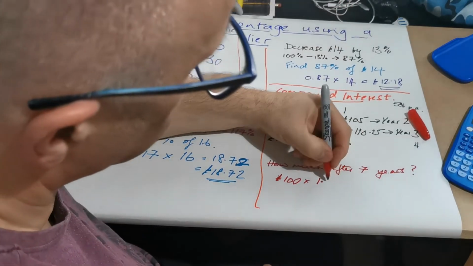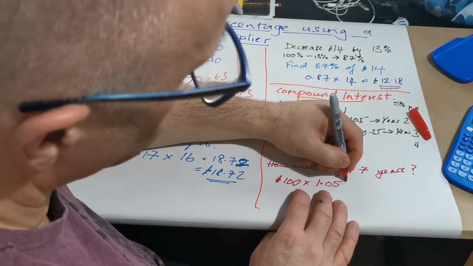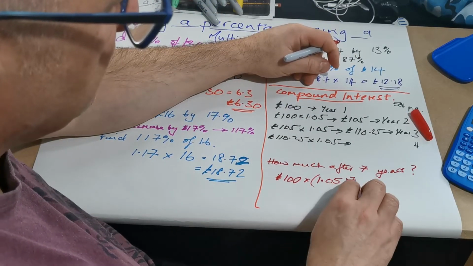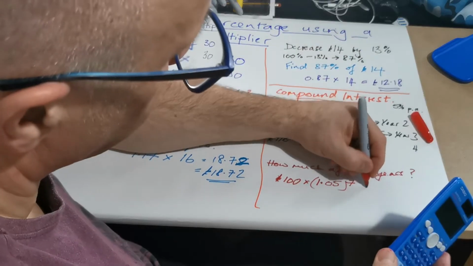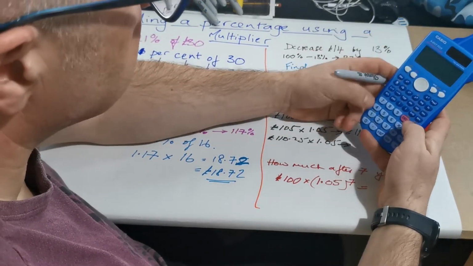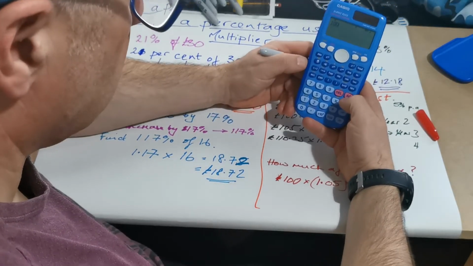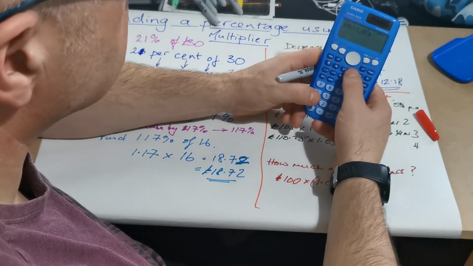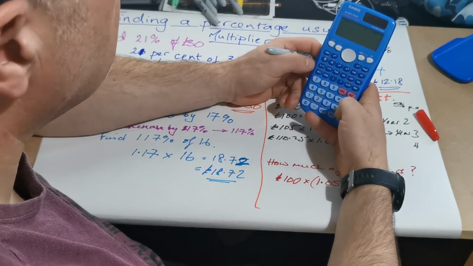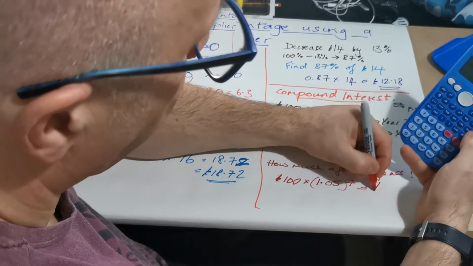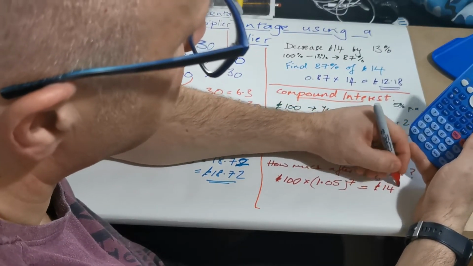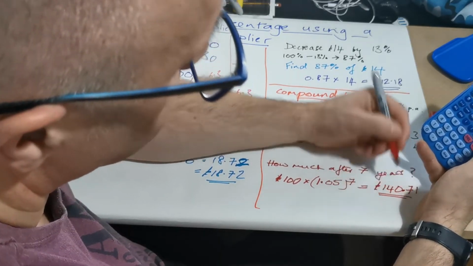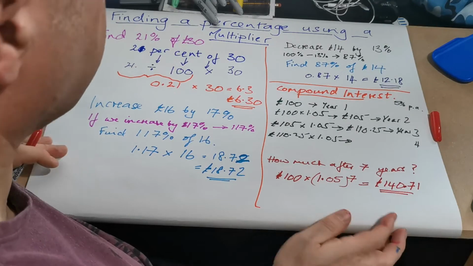So in maths, to get that idea of multiplying lots and lots of times, we use powers. So this means I'm going to times by 1.05 7 times, so to the power of 7. And let's see what that comes up with. So we've got 100 times 1.05 to the power of 7, and that will give me £140.71. Okay, and that's the idea of compound interest.